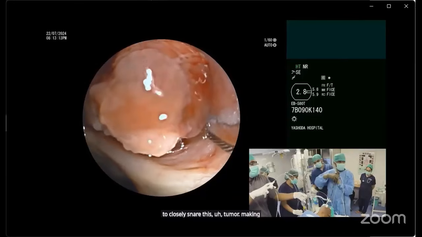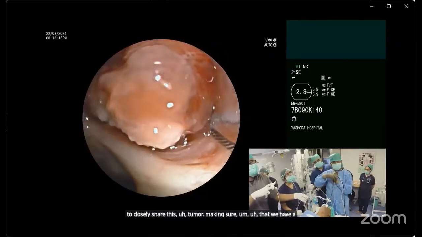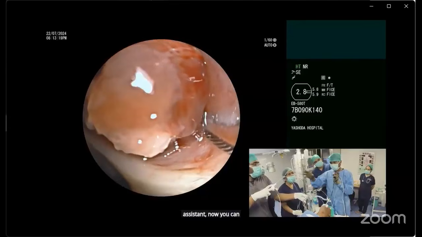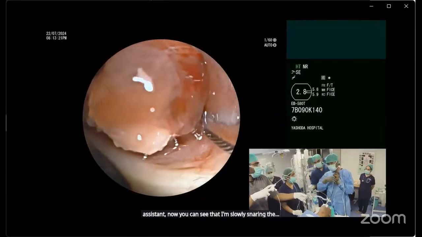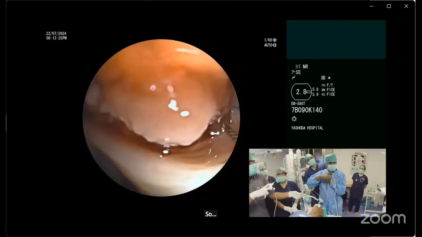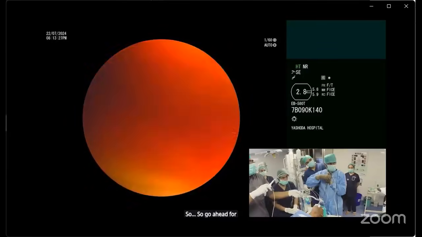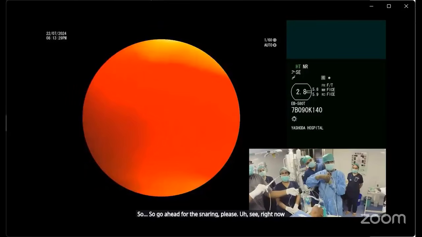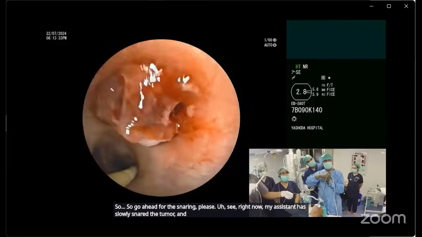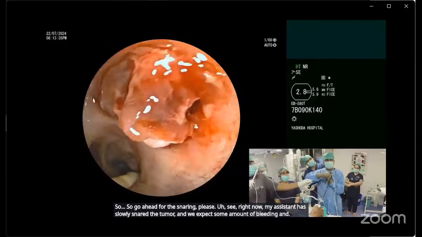making sure that we have good coordination between myself and my assistant. Now you can see that I'm slowly snaring the tumor. So go ahead for the snaring, please. Right now my assistant has slowly snared the tumor, and we expect some amount of bleeding. And yeah, it's a good snare.